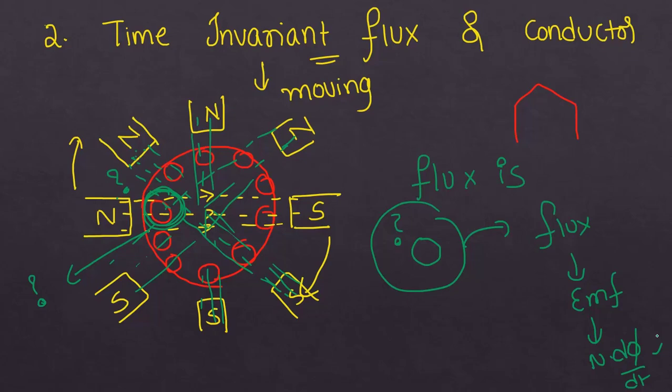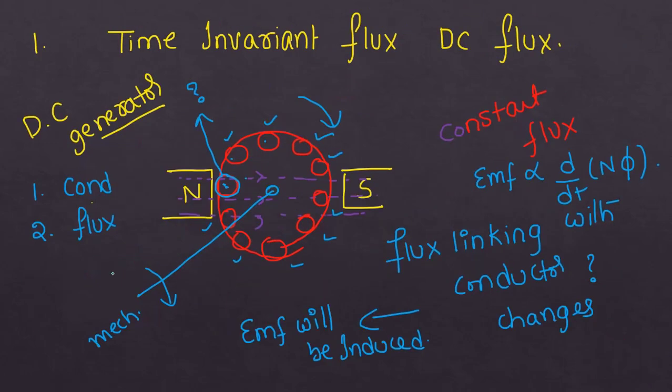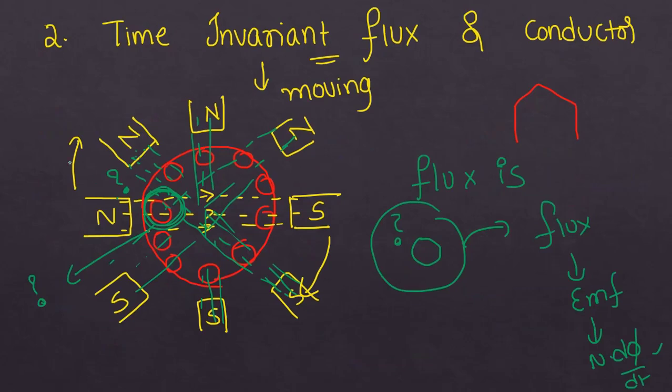Either of them should be moving. Either the conductor should be moving, that is what we discussed in this case. This example is nothing but a DC generator or a DC motor. DC generator and DC motor, we follow this one. The conductors are moving, flux is stationary. We use that in synchronous motors and synchronous generators. This is what time invariant flux moving, conductor stationary.